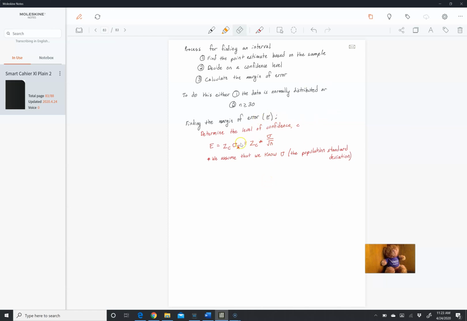Okay, so what is this ZC? We've actually done this before, so don't worry, this isn't anything new. There's no real new information here. Okay, ZC is based on the normal curve, which is how you know that you need the population to be normally distributed or n is greater than or equal to 30. Okay, so I'm going to put this in here also. I put it up immediately above.